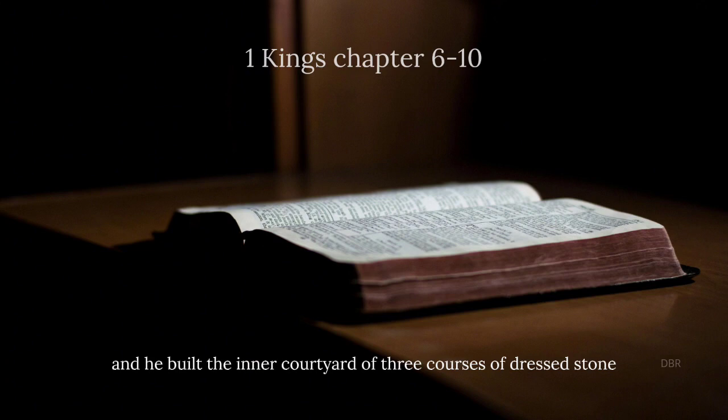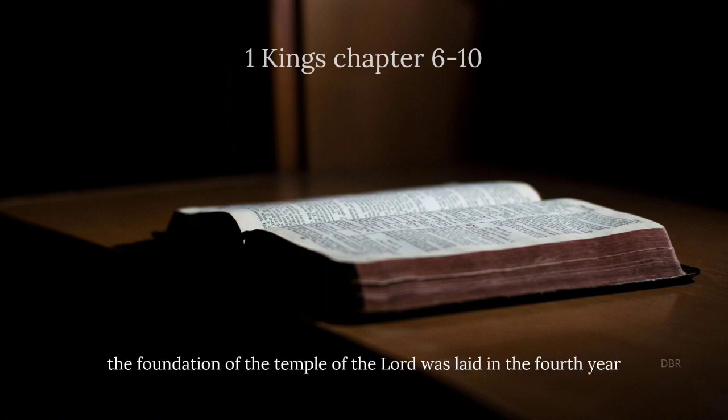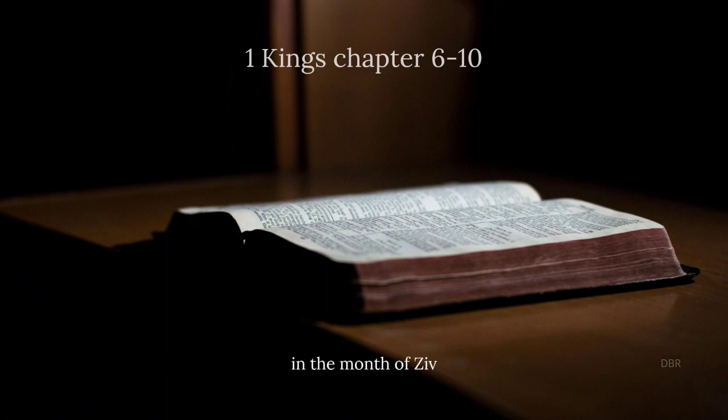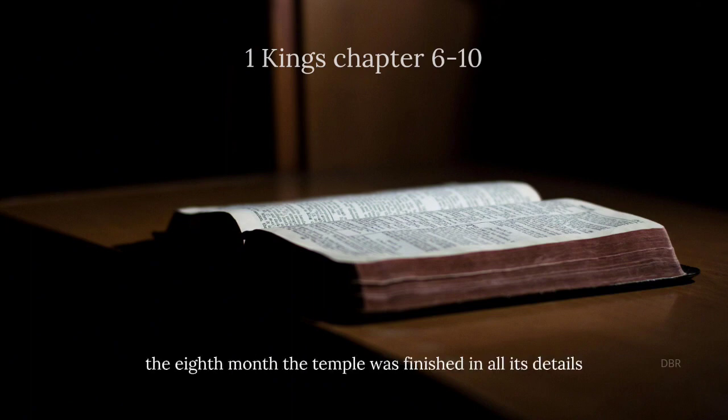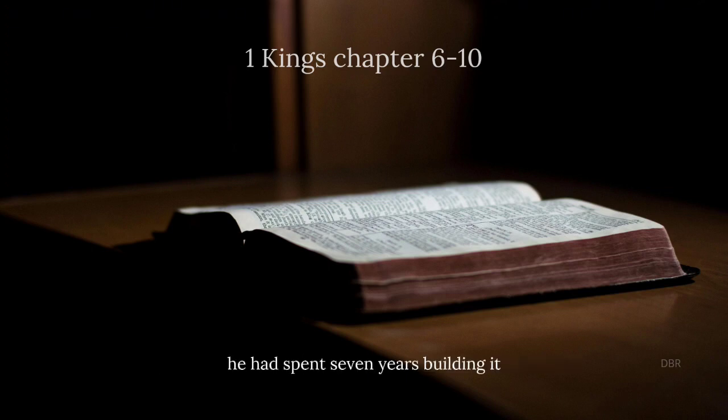And he built the inner courtyard of 3 courses of dressed stone and 1 course of trimmed cedar beams. The foundation of the temple of the Lord was laid in the 4th year, in the month of Ziv. In the 11th year in the month of Bul, the 8th month, the temple was finished in all its details according to its specifications. He had spent 7 years building it.